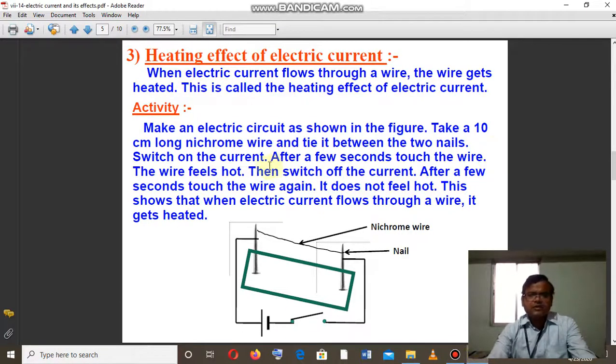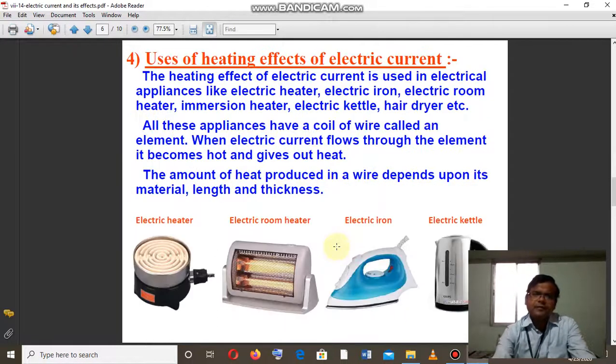So again we are going to discuss the heating effect. When the electric current flows through a wire, the wire gets heated. This is called the heating effect of electric current. The activity has been done. The uses of heating effect of electric current.